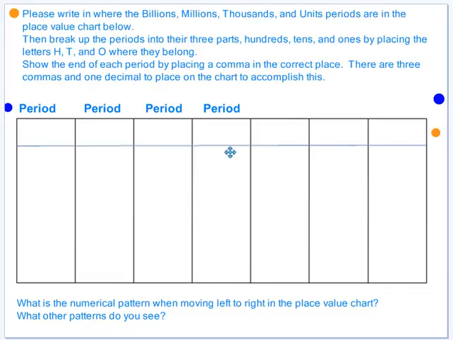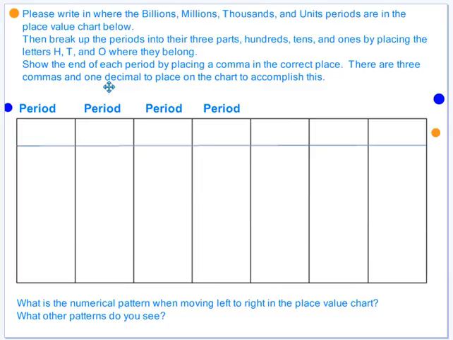And then each period is also broken up into 3 parts, our hundreds, our tens, and our ones. And you can use the letters H, T, and O to represent those values within each period. And then the other thing that you need to do for labeling your place value chart is to show the end of the period by placing a comma in the correct place. You should have 3 commas, and then after the last period, you're going to place a decimal point, and that's going to show the end of our whole numbers and then the beginning of our decimal portion of a number.